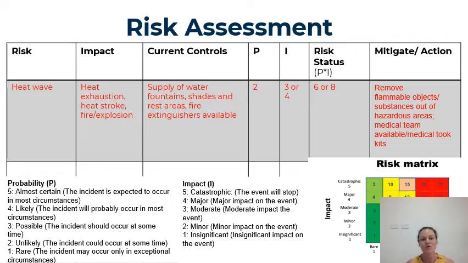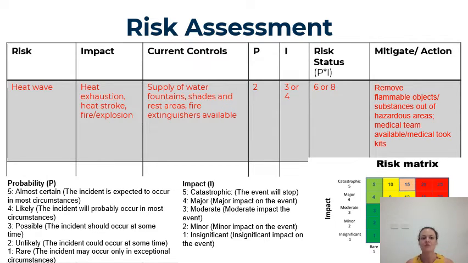So for example, a heat wave. The impact on your guests may be heat exhaustion, heat stroke, or to your property it may be a fire or explosion situation. The current controls that you may have in place, things like supply of water fountains around your property, perhaps shades and rest areas that give your guests the ability to get out of the heat, or fire extinguishers available across the property as well.